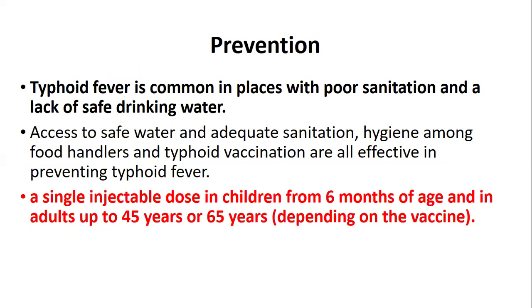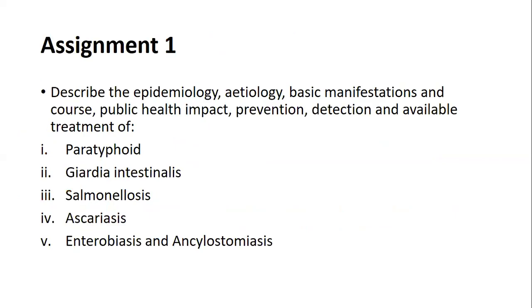Prevention. Typhoid fever is common in places with poor sanitation and lack of safe drinking water. Therefore, improving sanitation and improving the drinking water facilities prevents the development of typhoid. A single injectable dose of typhoid vaccine in children from 6 months of age, and in adults up to 45 years or 65 years, depending on the vaccine, can also be used and can be very helpful.